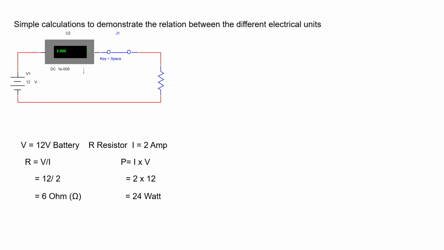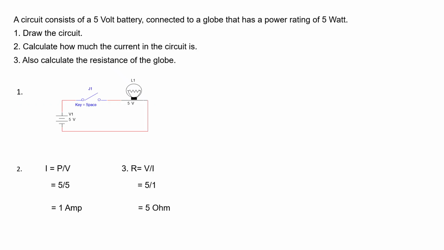If you need to work out the power, you take I, which is 2 amps, multiply by V, the voltage, which is 12, and we get 24 watts. The circuit consists of a 5 volt battery connected to a globe that has a power rating of 5 watts. Draw the circuit, calculate how much the current in the circuit is, and also calculate the resistance of the globe.